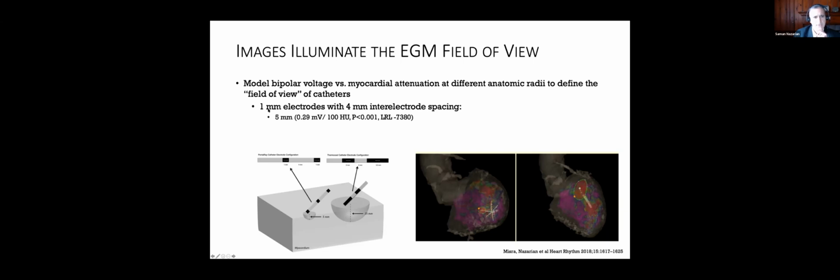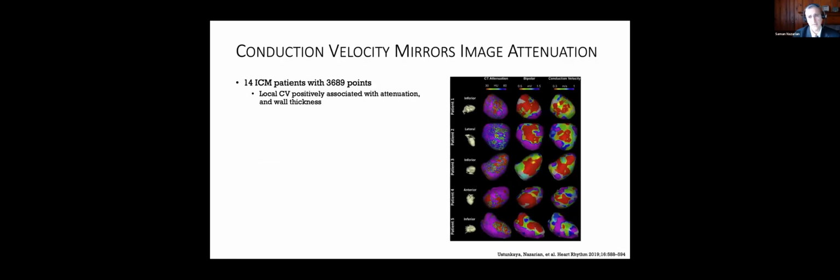And what he found was that with 1 millimeter electrodes with 4 millimeter inter-electrode spacing, basically PentaRays, you have a 5 millimeter field of view. And with a standard mapping catheter, a single point contact force catheter that we use quite a lot, you have a 15 millimeter field of view. And actually in our data, you could see information about the depth. It does fit with the modeling. So this was a very interesting use of imaging to understand the reality of what we're seeing with our catheters. And then you can even get into conduction velocity.